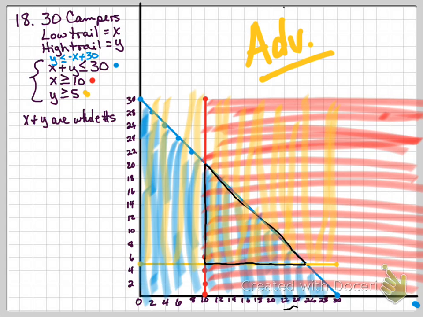And then we ended up seeing that this area inside the triangle is where we ended up with the overlap.